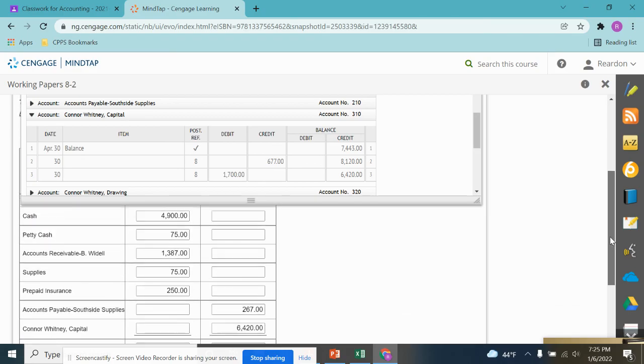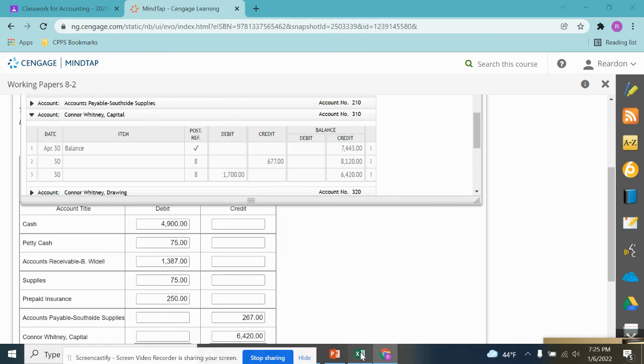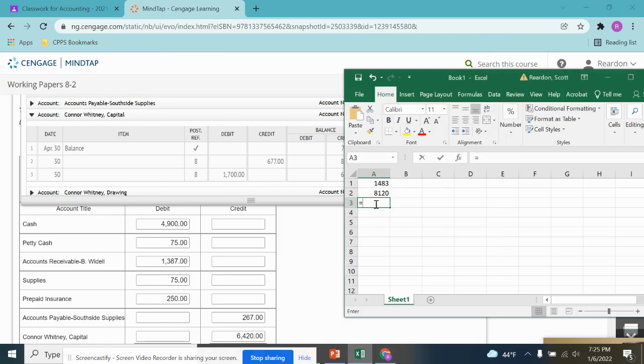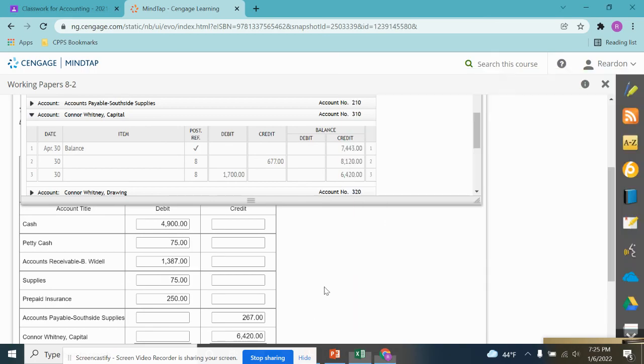Totals. Okay, now I'm not going to just sit here and do math in my head. I'm going to pull up my Excel spreadsheet, my calculator: 4,900 plus 75 plus 1,387 plus 75 plus 250. My five items on the asset or debit side total 6,687. My liability of 267 plus my Connor Whitney Capital of 6,420 total 6,687.